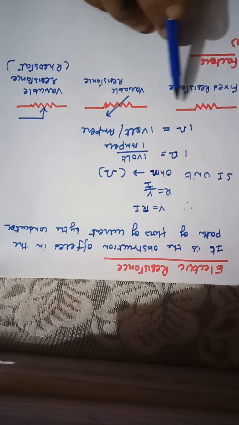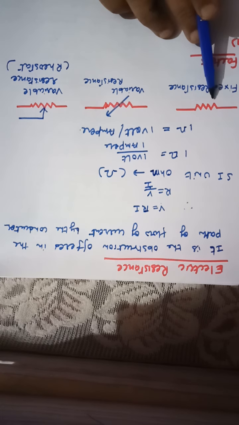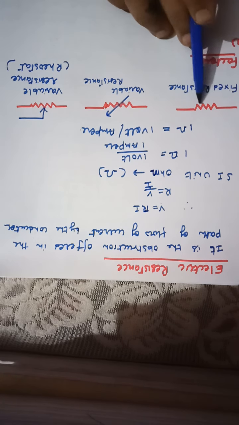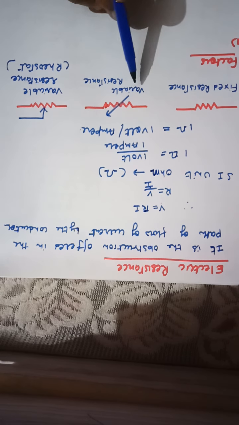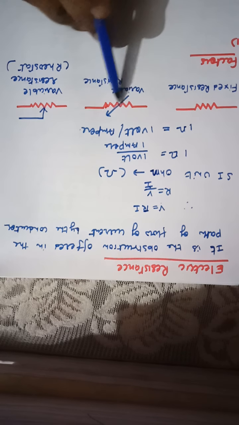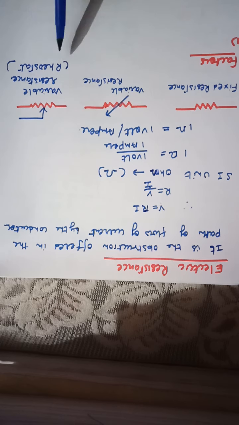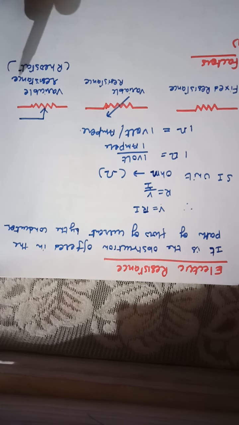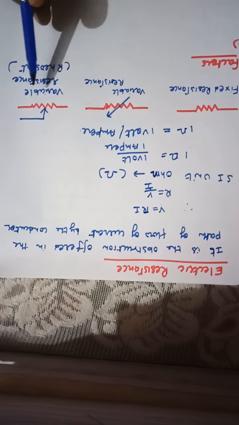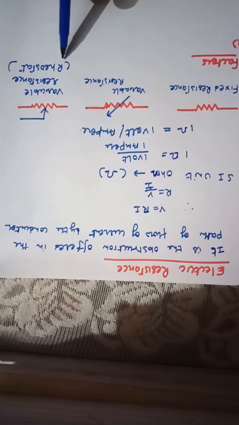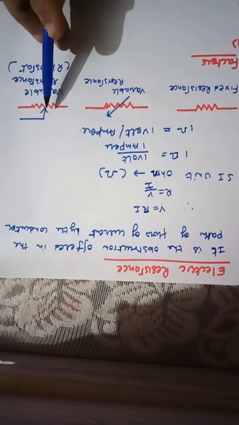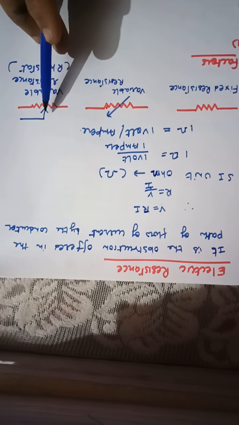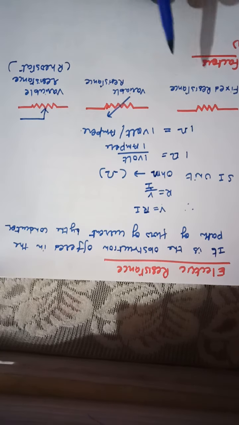Now we have three types of resistances. One is called the fixed resistance, the symbol is this. Second is called the variable resistance, the symbol is this. And third is also a variable resistance, and the symbol is this. And this symbol is also known as a rheostat, which we generally use in the circuit of Ohm's law.